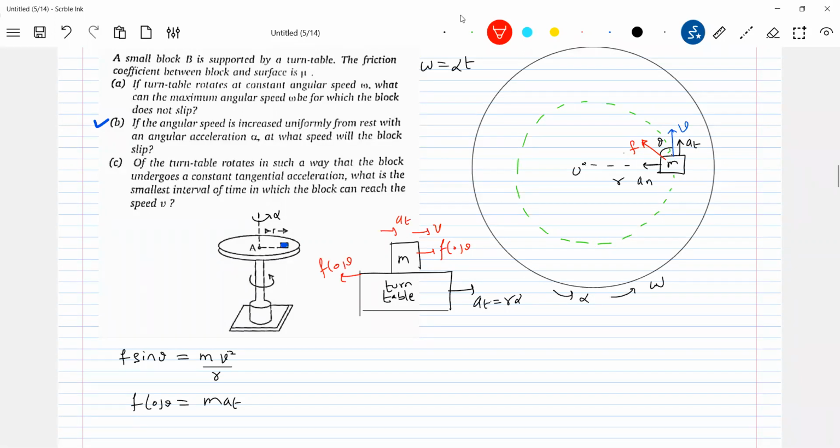What is a tangential? So you can further write a t is equal to R alpha. So this F cos theta equal to m R alpha. Then what is V? V equal to R omega. Further, what is omega? Alpha t. Substitute that here. I think I'll first simplify on this side, and then I'll come to the other one, because you'll get confused with the equations. V equal to R omega. Then V equal to R alpha t, because omega equal to alpha t.